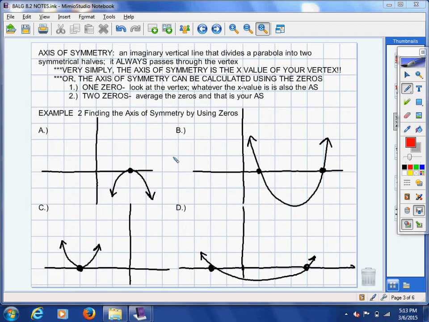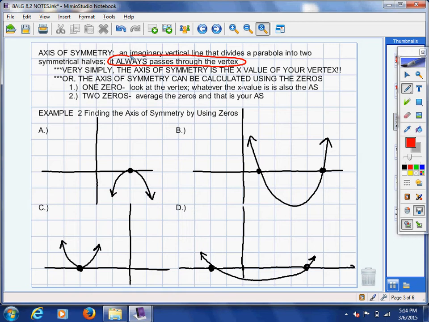And your axis of symmetry always passes through the vertex. That's really important. I need you to get that. That vertical line always runs right through the middle of your vertex. Your vertex is the very center of your graph, and that is where you would fold your paper if you were trying to find that axis of symmetry, okay? So very simply, the axis of symmetry is the x value of your vertex.